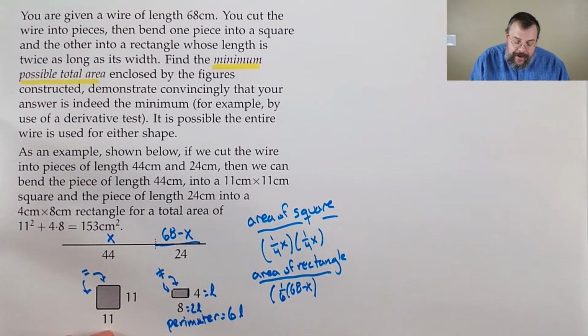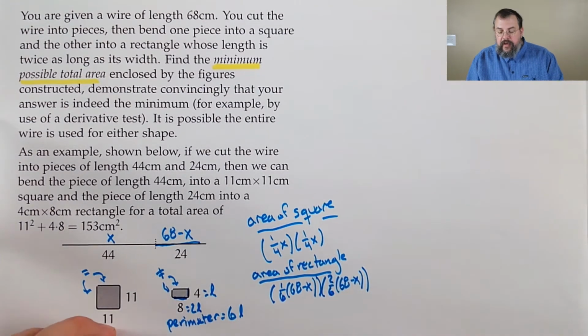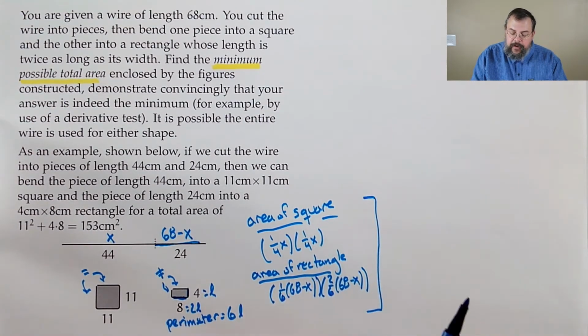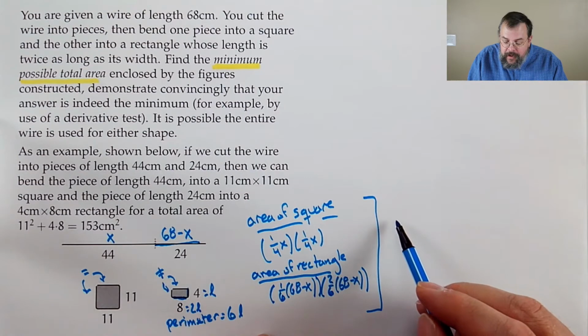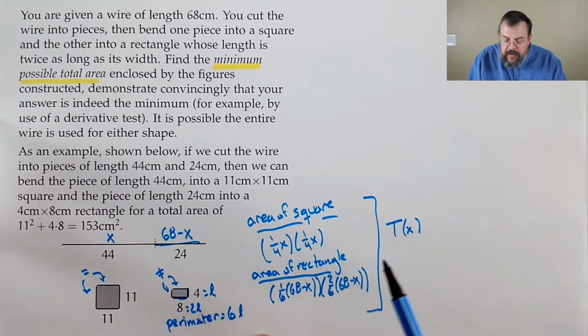All right, now the other length here will be twice that long. So that'll be 2/6 (68 minus x). Okay, so the total area. The reason I say I'm regretting my choices is, do I have to deal with (68 minus x) squared? Maybe, but maybe not. But the total area will be what? We'll call it T, and it's a function of x.